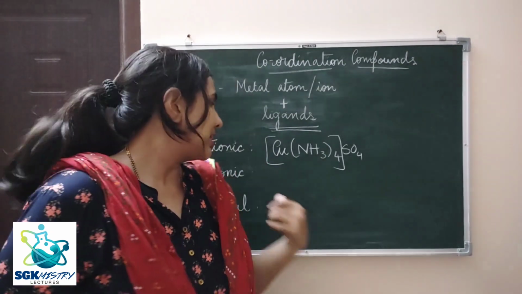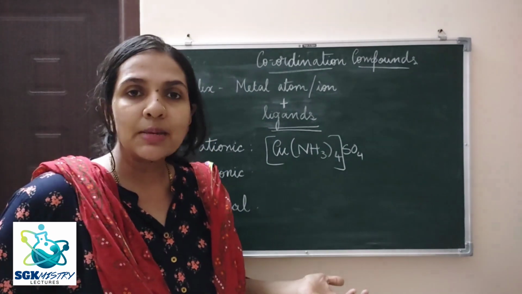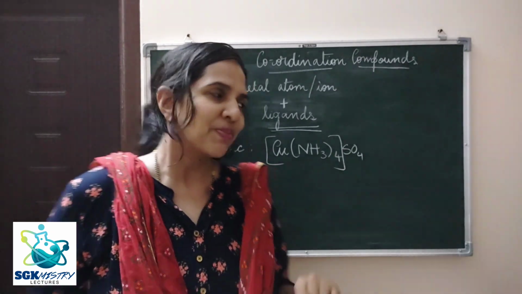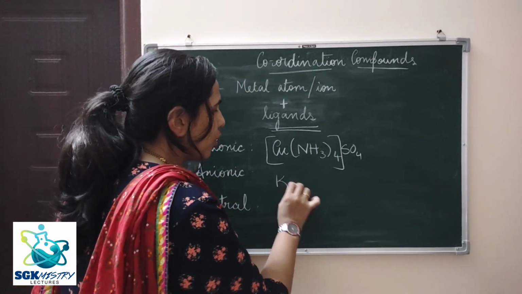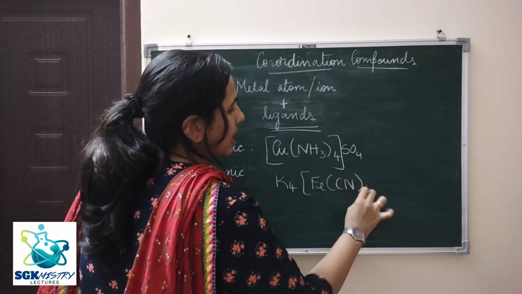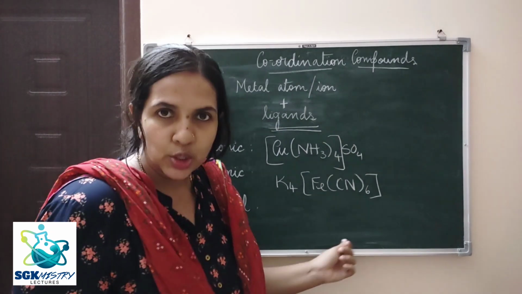Talking about the next one, that is anionic complexes. Very simple to define. Here the complex ion bears a negative charge. So let us talk about the example of potassium ferrocyanide.